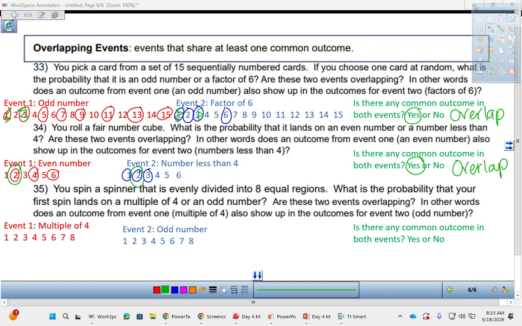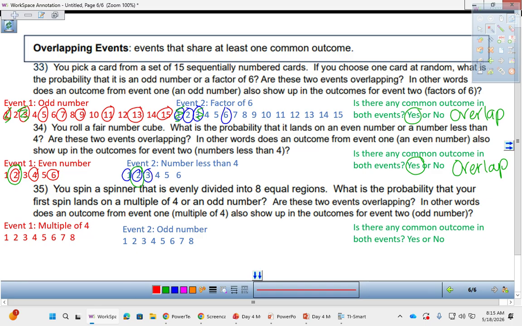All right, let's look at the last one. It says, you spin a spinner that is evenly divided into 8 equal regions. What is the probability that the first spin lands on a multiple of 4 or an odd number? It's the first spin. It's one spin. So it's got to be mutually exclusive or overlap. If it was, what's the probability that my first spin is a 4 and my second spin is odd, then that's independent. More than one thing's happening. But here it's just one spin.